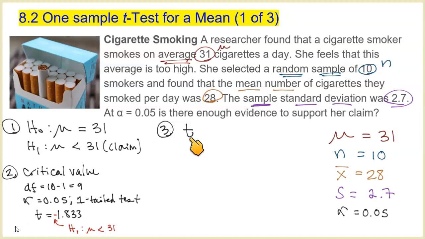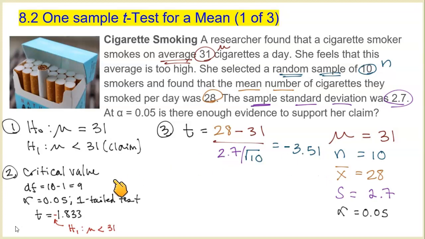And then we calculate our test value. So the sample average minus the population average, divided by the sample standard deviation, which is divided by the square root of n. We get negative 3.51. And then we end up comparing this value to this value.